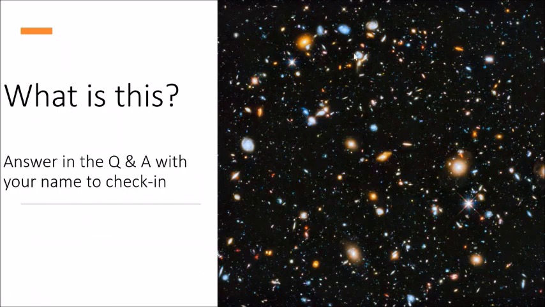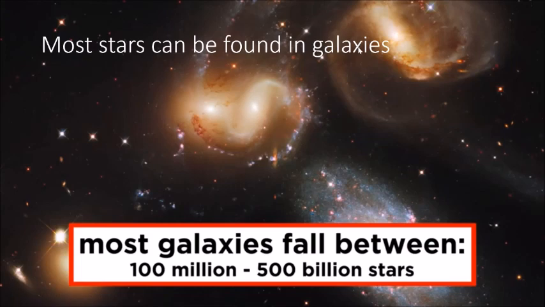So let's move on, and we're going to say that most stars are found in galaxies. Most galaxies are going to have between 100 million to 500 billion stars, depending on their size. So a small galaxy would only have 100 million, and a large galaxy would have 500 billion stars.